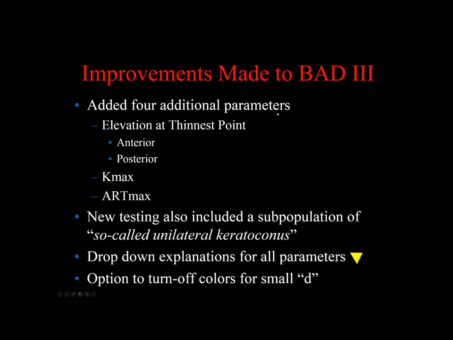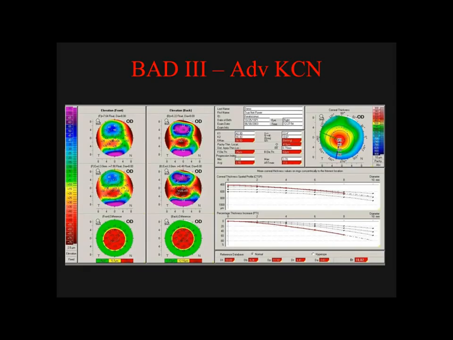So what were the improvements made to BAD 3? We added, again, additional parameters of anterior at the thinnest, posterior at the thinnest, Kmax, and ART. We added new testing that also included a subpopulation of so-called unilateral keratoconus. So we did additional testing for our regression analysis. We also made the map, I think, easy to understand. We added all these little yellow triangles, which actually are drop-downs. So if you put your cursor over it and right-click, you'll actually get a drop-down that will explain what that parameter is.